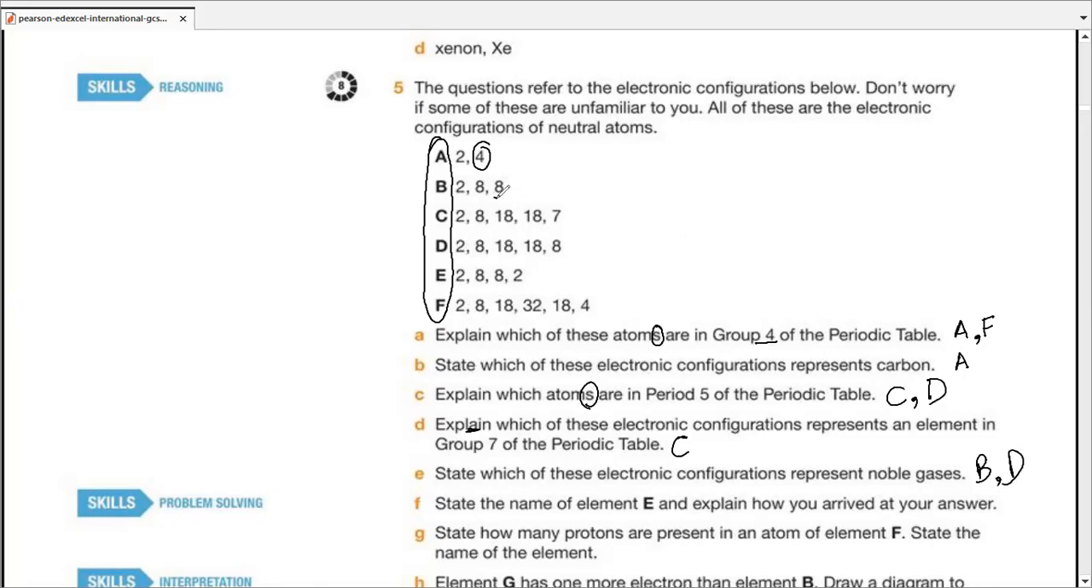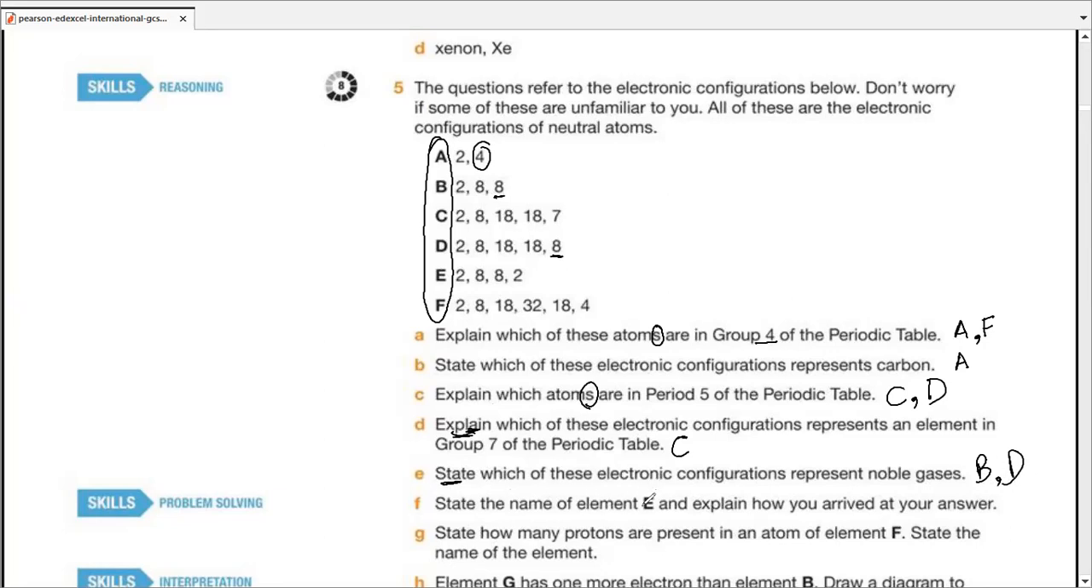So this one is a noble gas because of this. This one is a noble gas because of this. Since we were only supposed to tell the names, we're not supposed to explain this question. State means you just tell them the name. Explain means give them a one-liner explanation. So since it's state, write just B and D and you get the mark.